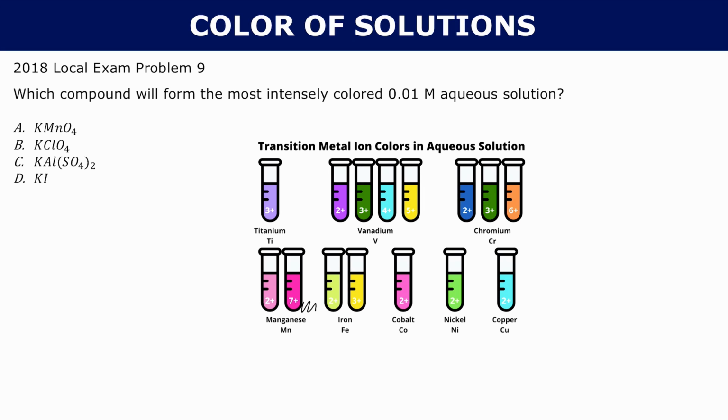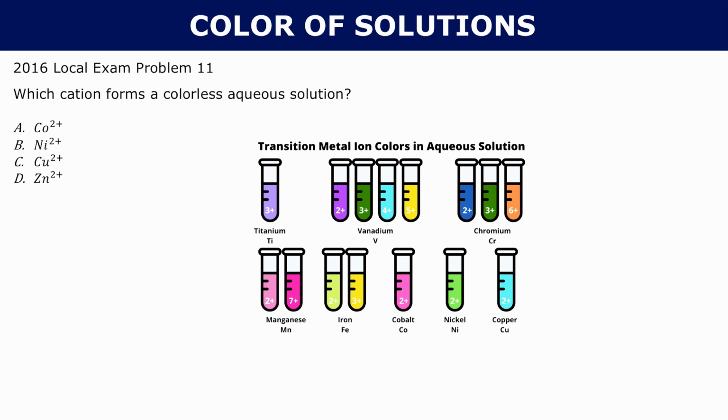So we have KClO4. You don't have a transition metal here, so that's not going to be colored, so we can cross out B. C, we have KAlSO4 twice. Aluminum is not a transition metal, and it's not on this chart, so it's safe to assume that it's not colored. And then you have potassium iodide. Iodine is not a transition metal, so the only answer that you're left with here is going to be A, which is the answer. Let's do one more.